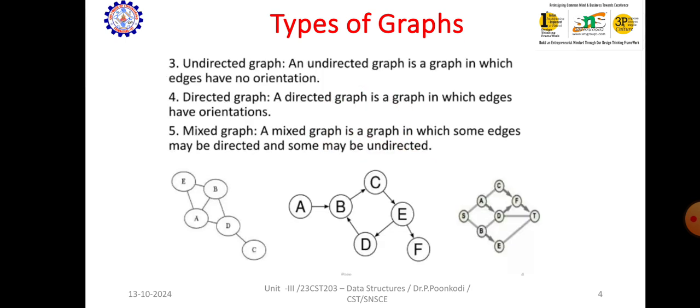Then next one is the undirected graph, directed graph and mixed graph. The undirected graph means the edges do not have directions. Directed graph means the edges are marked with arrow marks. Okay. The mixed graph means some edges are connected without any arrow marks and some edges have arrow marks. Okay, it is called a mixed graph.